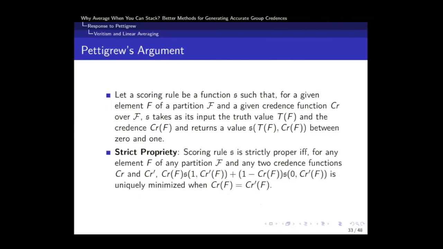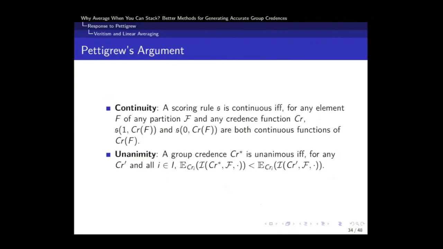And I'm not going to dispute anything about strict propriety here. I'm also not going to dispute anything about continuity, which is just the formal requirement that the scoring rule is continuous if and only if for any element of the partition, no matter the truth value of the element, the scoring function is going to be a continuous function of the credence assigned to that element of the partition. That's not in dispute either. What I will dispute here is this unanimity constraint.